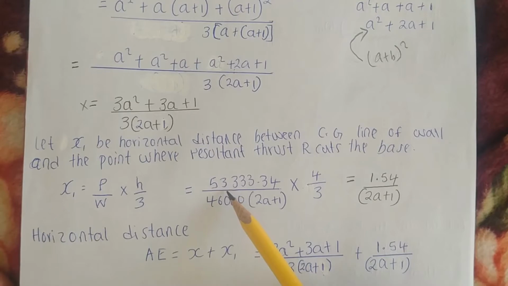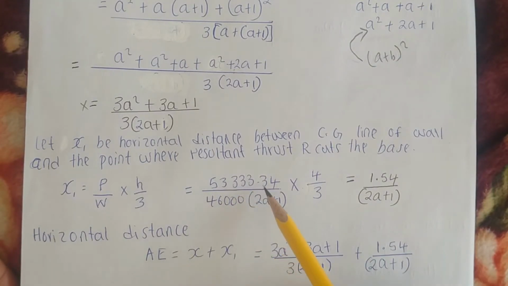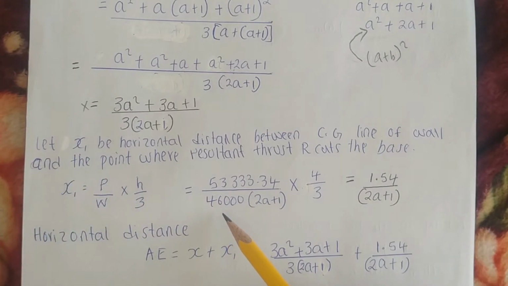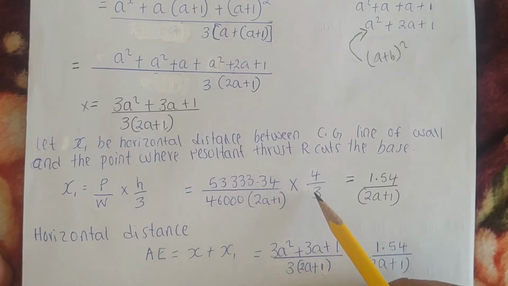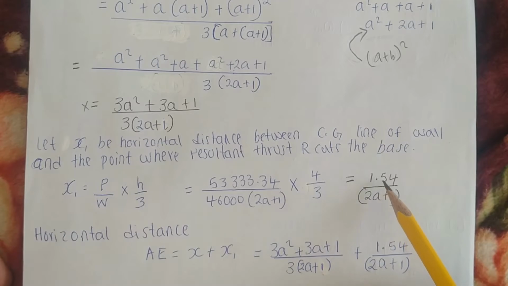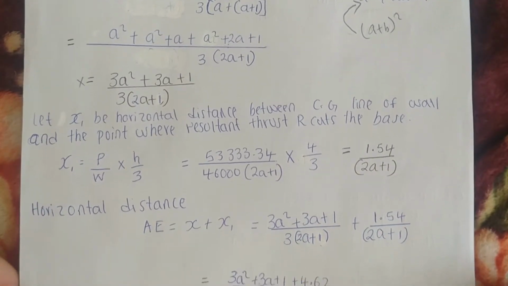P, we got it as 53,333.34 all over W, the weight of the masonry wall, we got it as 46,000 into 2A plus 1 multiplied by 4, which is the height, all over 3. So when you calculate all these, you'll get your answer as 1.54 all over 2A.